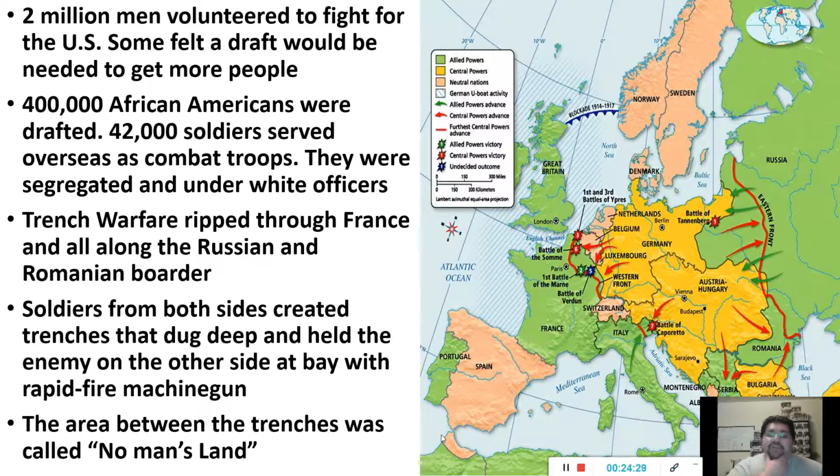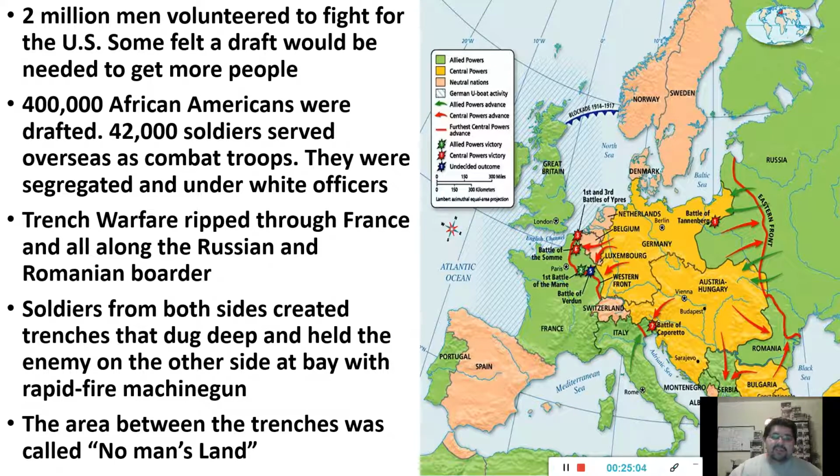All right, so 2 million men volunteered to fight for the U.S. The thing was, there were some people who said, yeah, 2 million, it's not that much. Now, to you and me, it may sound like a lot, but if you really think about the scope of Europe, if you look at this map, between those red lines, those are battles that are happening. So that's a large area, and 2 million people is not going to be much. So they felt a draft was needed to get more people.